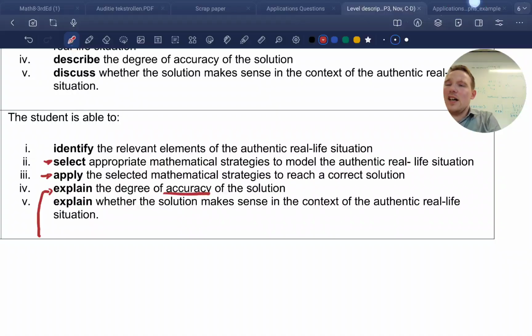You can say, hey, I've done my algebra and I found the answer 22.5. And I can also see in the graph it's 22.5. Therefore, my work is probably accurate. That's a very good way to explain the accuracy of your solution.